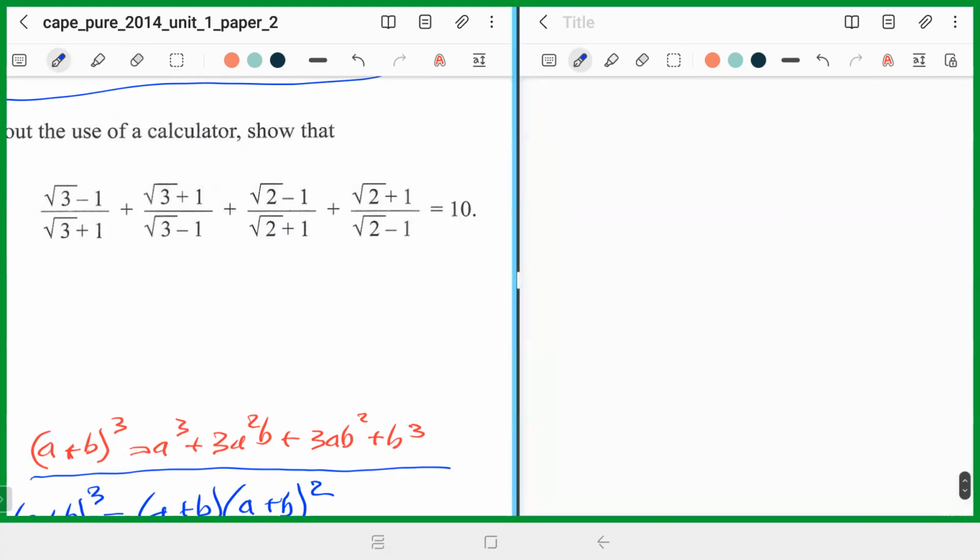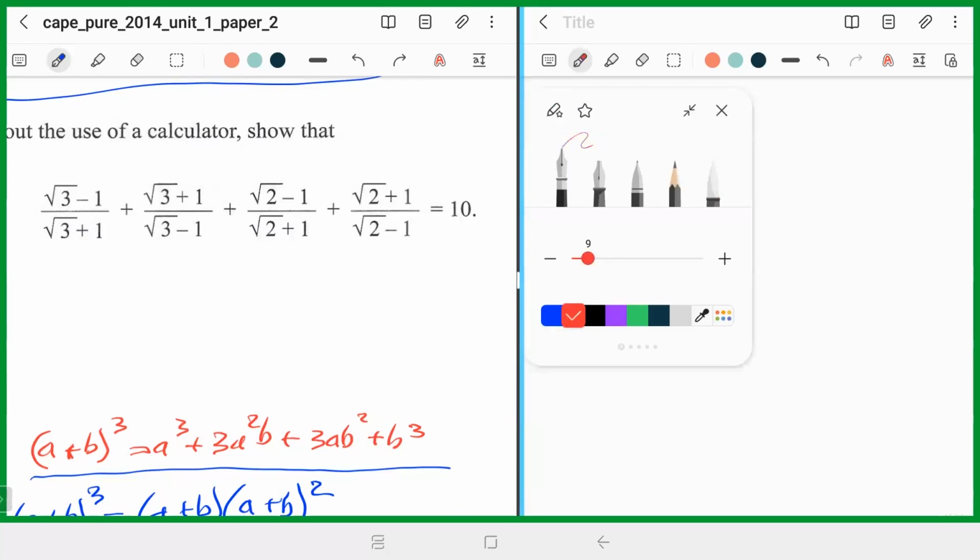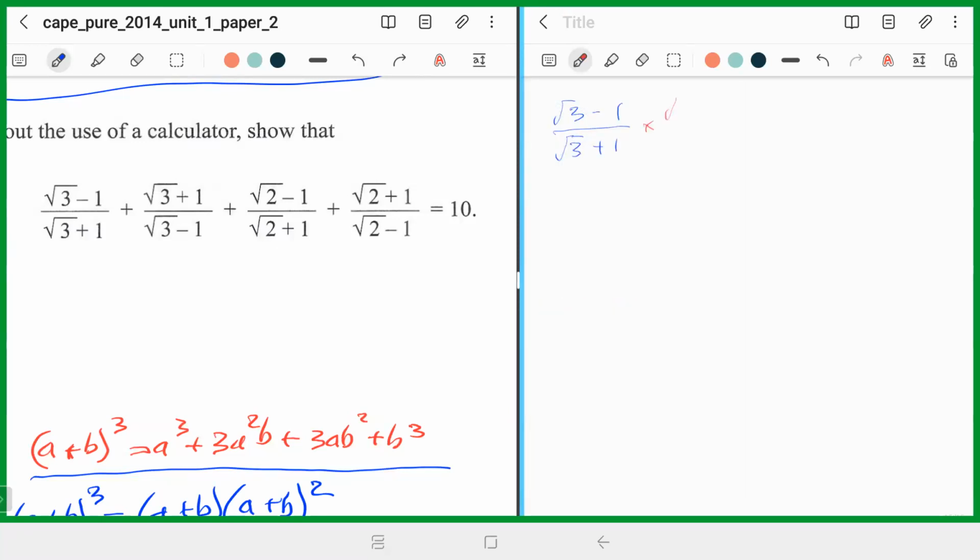I'm starting with this one. Rationalize the denominator of that one first. Root 3 minus 1 over root 3 plus 1, multiplied by the conjugate, times root 3 minus 1 over root 3 minus 1. See? That's a plus multiplied by a minus under there.